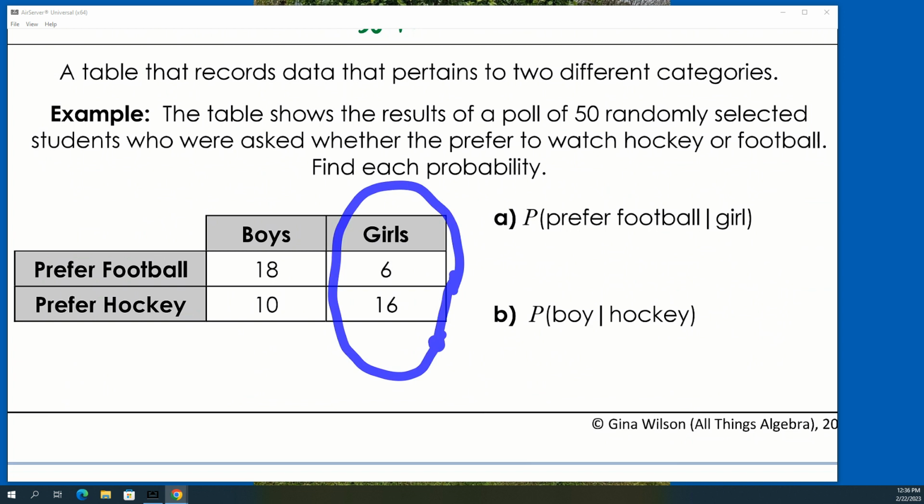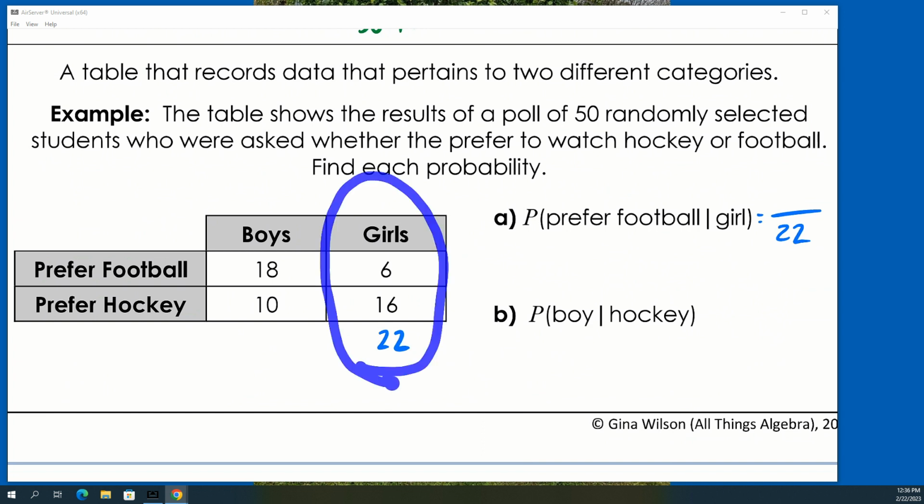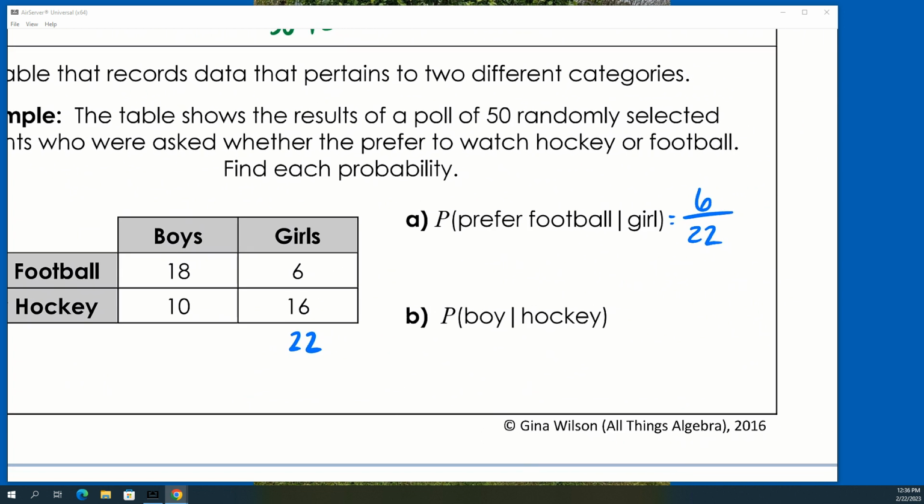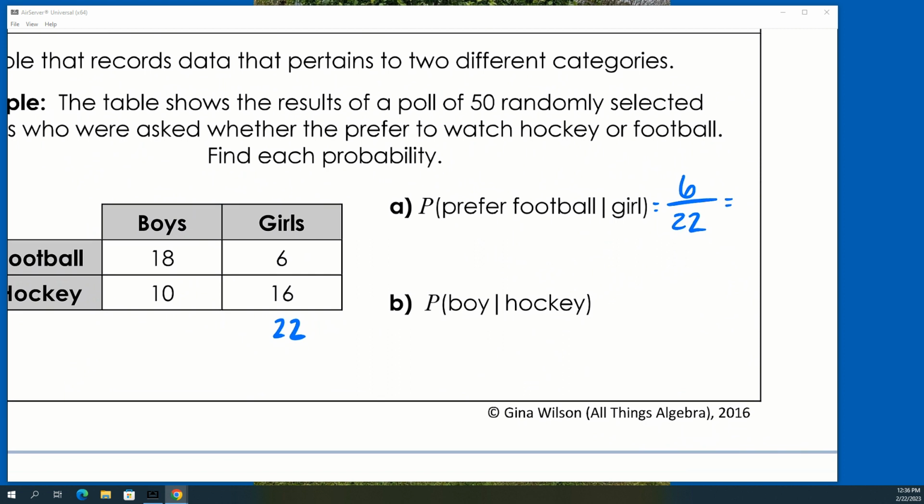So how many girls are there? There's 22 girls. So you would just add that column. And if we're just looking at girls, how many of them prefer football? 6. So 6 is going to go on the top. All right. Now, honestly, I'm fine with you leaving your fraction like that. On a multiple choice test or quiz, it will be reduced. But actually understanding the probability is getting that first fraction, not necessarily the second one.